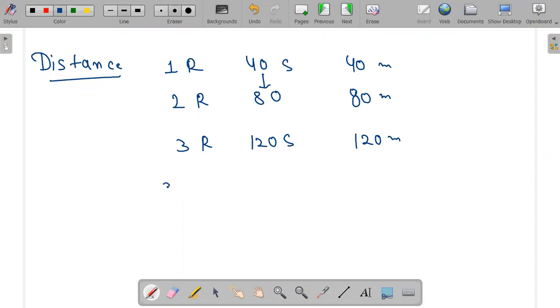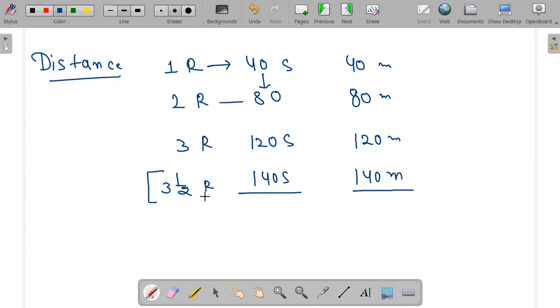And in the third and a half round, it will use only another 20 seconds. So instead of adding 40, I'm adding only 20, because if he completes one round in 40 seconds and two rounds in 80 seconds, then for a half round he will use another 20 seconds. So he will use only 140 seconds and he will complete 140 meters. The last round is a half round.